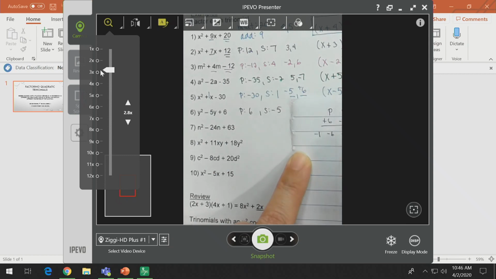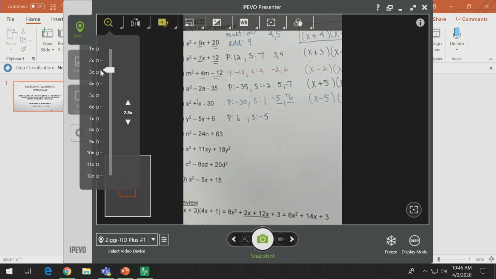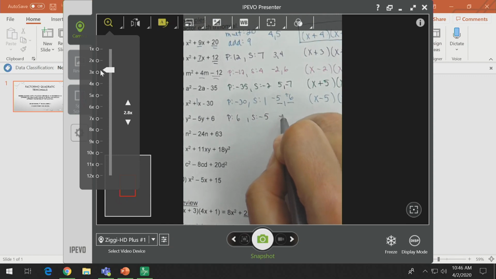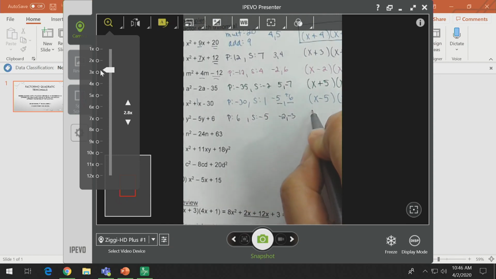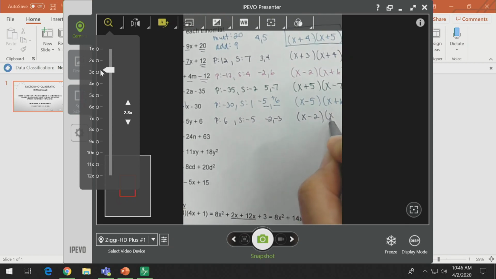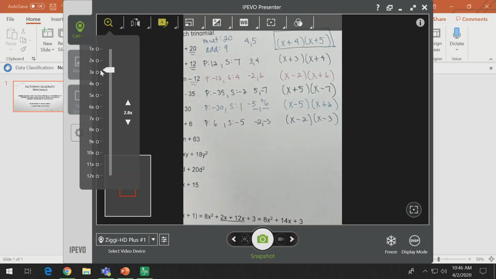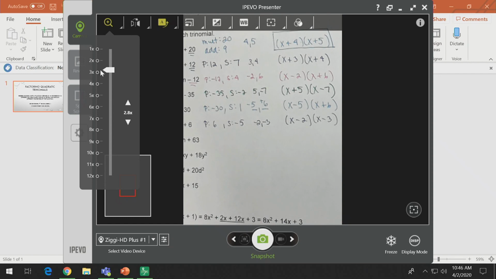Oh, that adds to negative 7. So now let's try 2 and 3. That adds to negative 5. Ding, ding, ding. There's our winner. So what that means is my two numbers are going to be negative 2 and negative 3. So my factorization will be x minus 2 times x minus 3. And again, you're checking these as we go. For the sake of time, I'm not.